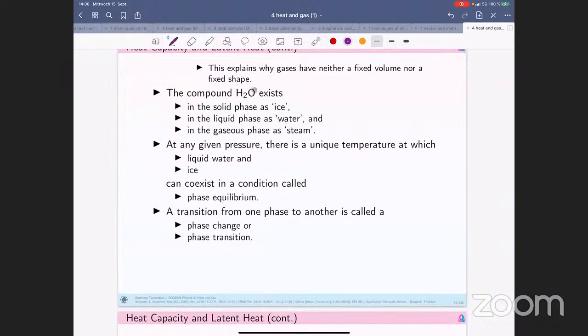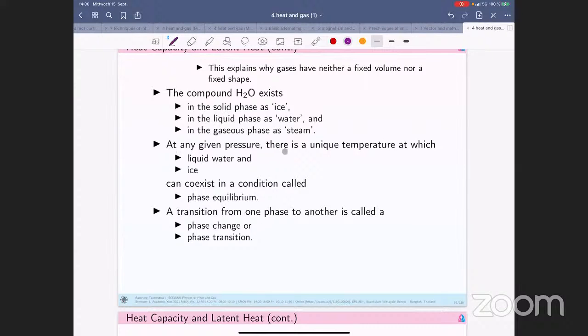This is the H2O, okay? And in the gaseous phase, it's called steam, or vapor, or something like that. Okay? Steam. If you work in engineering, you will often hear this word, steam, right? The temperature is around 700 degrees Celsius, something like that.